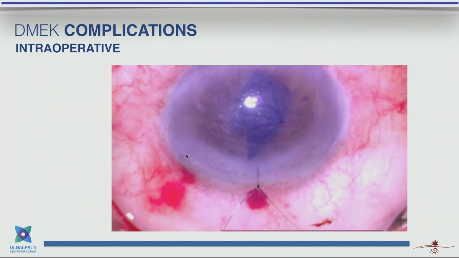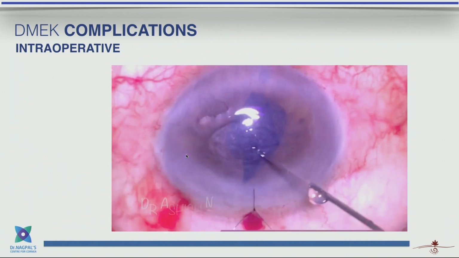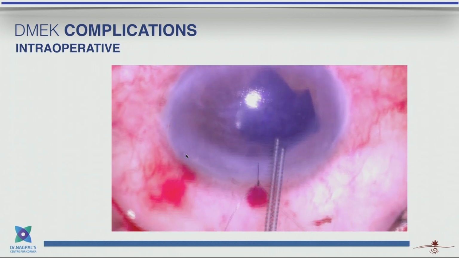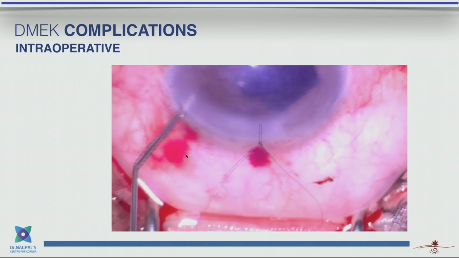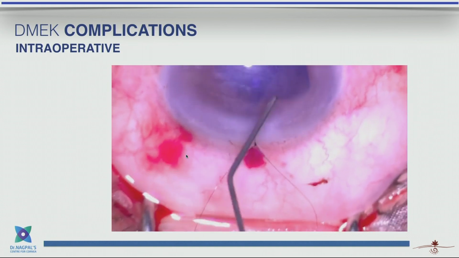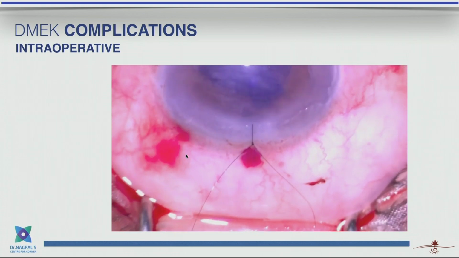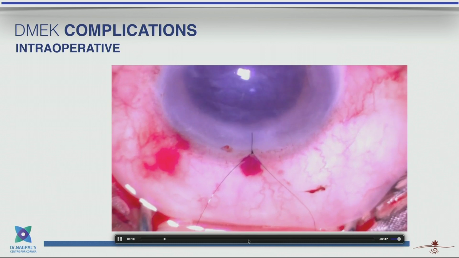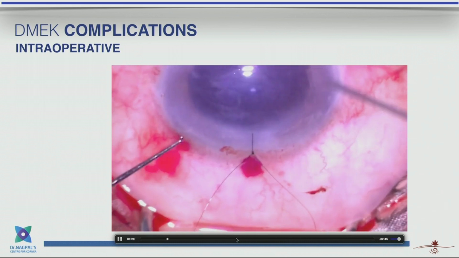But sometimes this is not what happens, and sometimes it may form like a crumpled shape inside. And then it's very difficult to figure out which side is up or which side is down, and then you try and tap it and open it up. I'll just move a little ahead in this case.